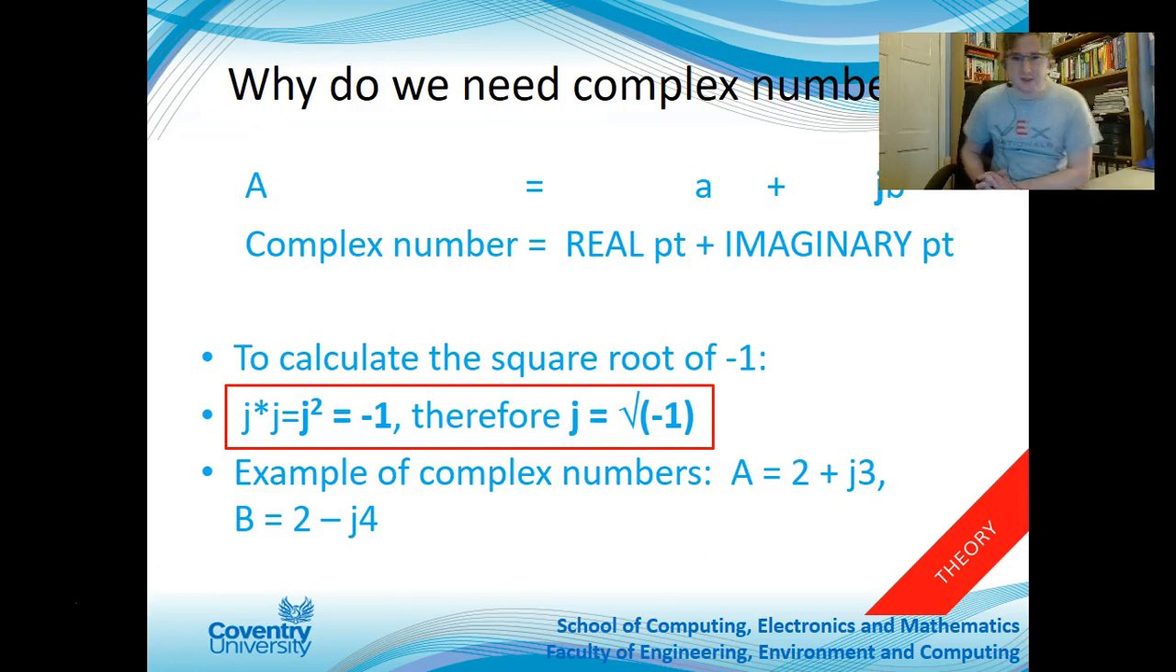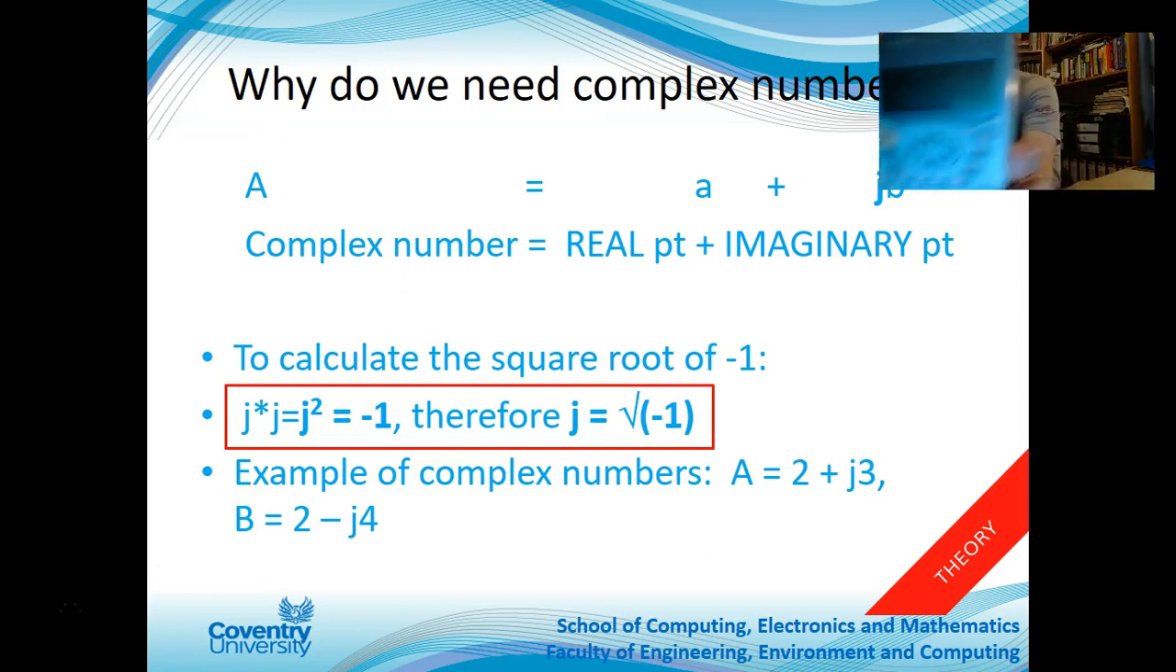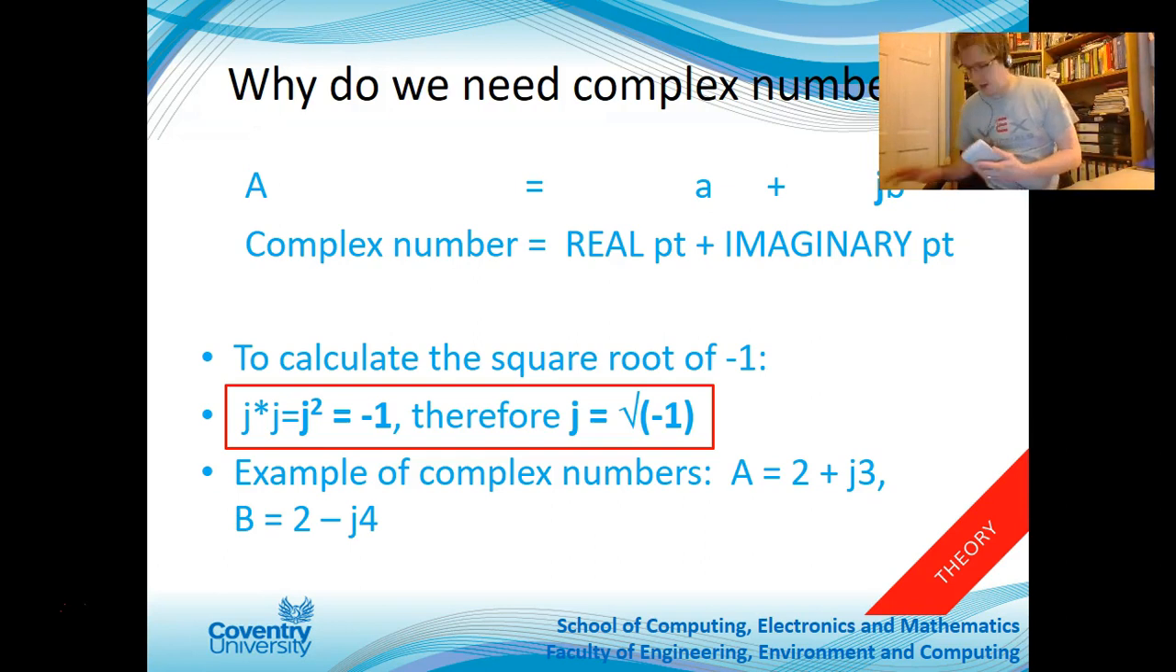So why do we need complex numbers? Basically, it's to calculate the square root of minus 1. If I get a calculator and type in the square root of minus 1, you can see there that you get an error message. So you can't do that on a calculator.